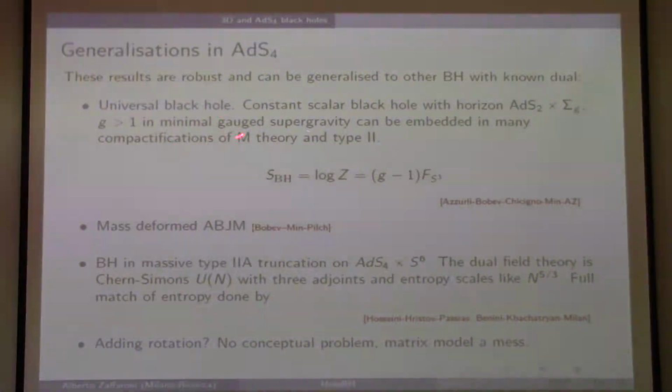It has been generalized to various other situations. There is some sort of universal black hole that you can always have in all compactifications of M-theory and type IIA. You can do the deformation, you can do the massive type IIA. So there are many models where you can do the same computation with the three-dimensional theory and test it with gravity.